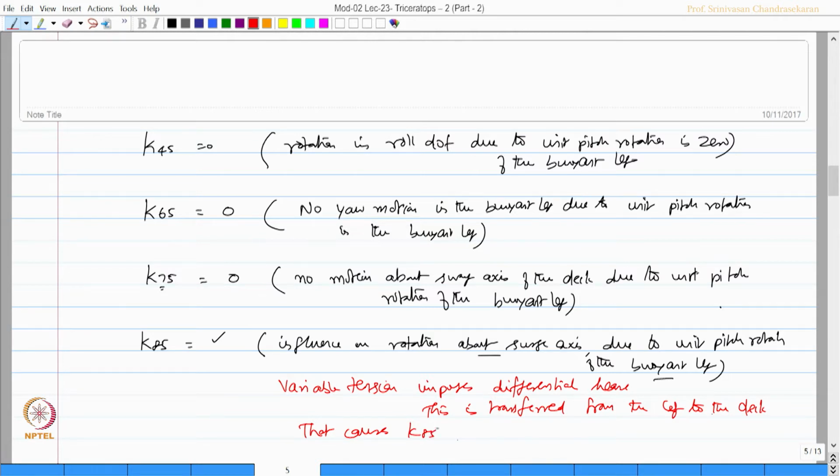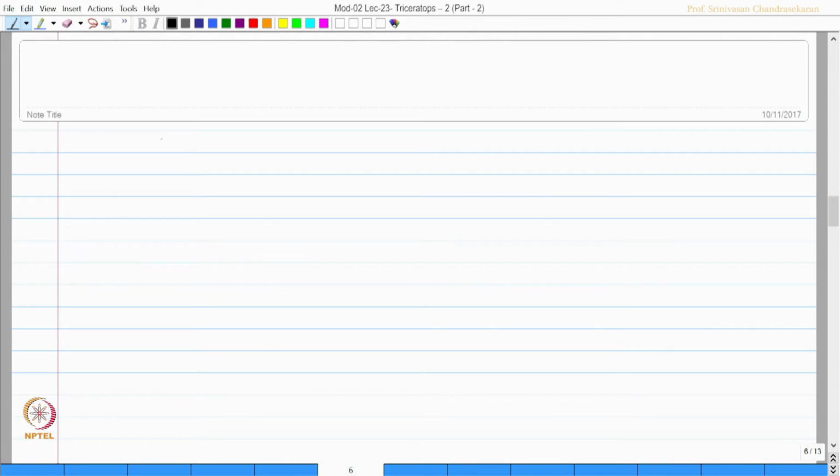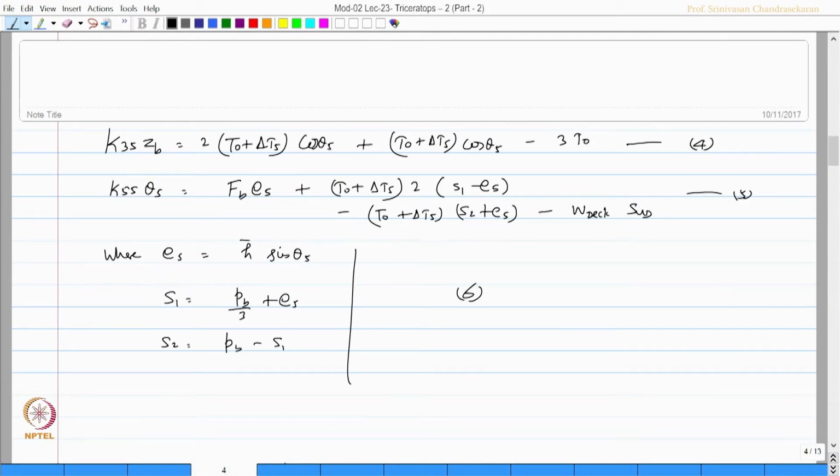K85. So, K85 into theta phi will essentially arise from K theta phi ZB SUD plus K1 phi SUD HCG minus H bar. Call this equation number 7.